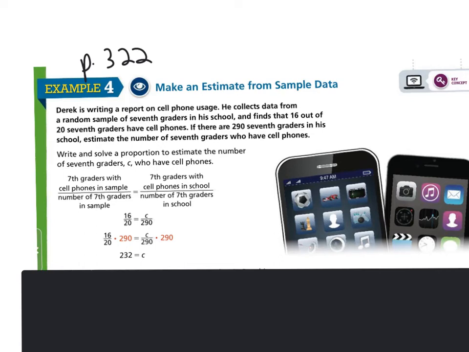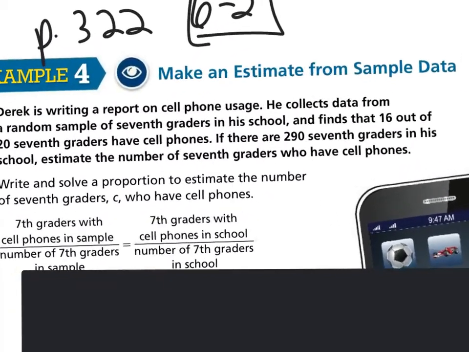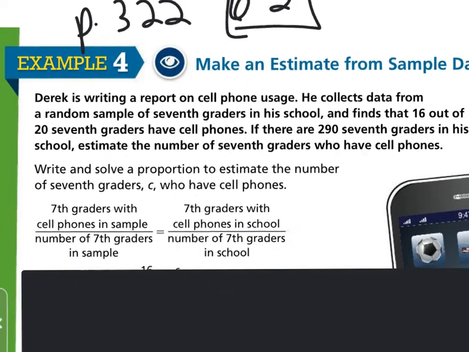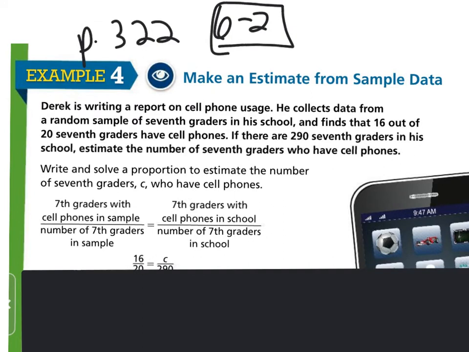Page 322, continuing lesson 2 on drawing inferences from data. If you look at example 4, Derek is writing a report on cell phone usage. He collects data from a random sample of 7th graders in his school and finds 16 out of 20 7th graders have cell phones. If there are 290 7th graders in his school, estimate the number of 7th graders who have cell phones.